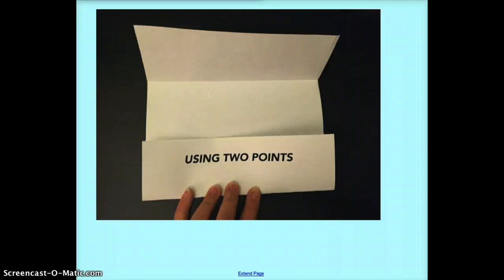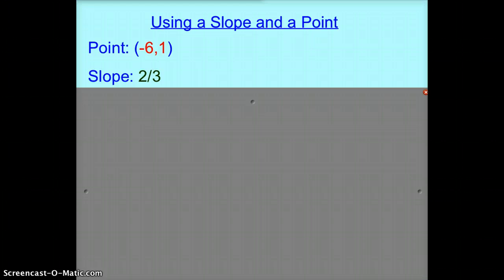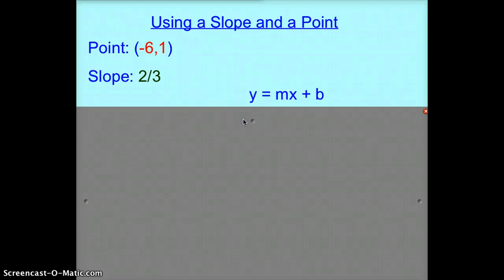We're going to start by writing an equation using a point and a slope. So you're going to flip that tab up so you have all this blank space, and this is where you're going to take the notes on the next slide. Okay, so you can start by copying this down. Copy down the point and the slope. The point we're going to use is -6, 1, and our slope is 2/3. Our goal is to write an equation in slope-intercept form. As a reminder, here's our format: y equals mx plus b.